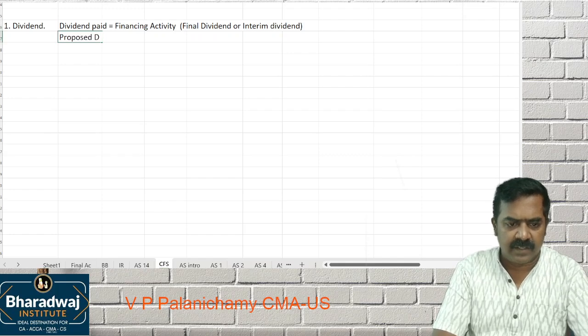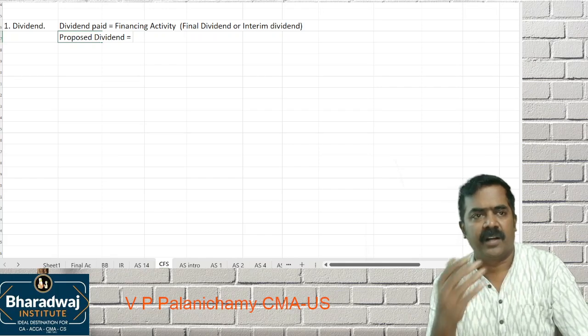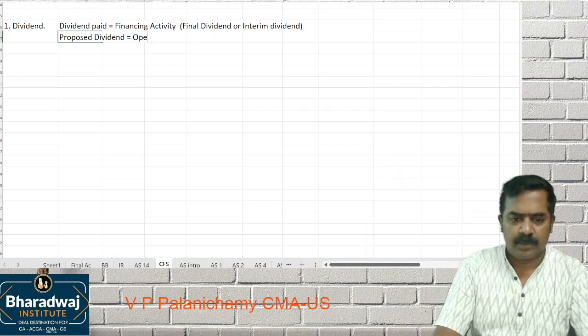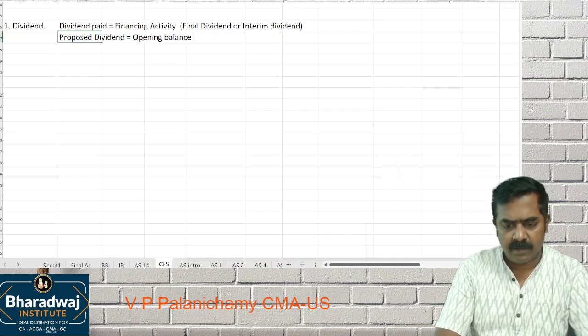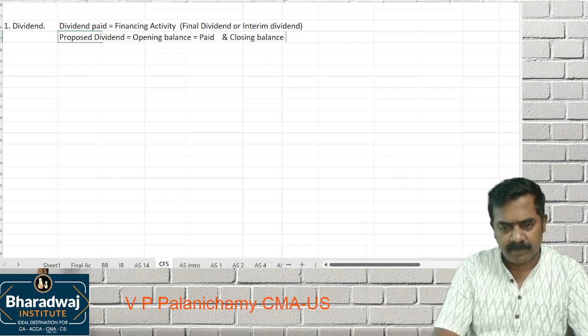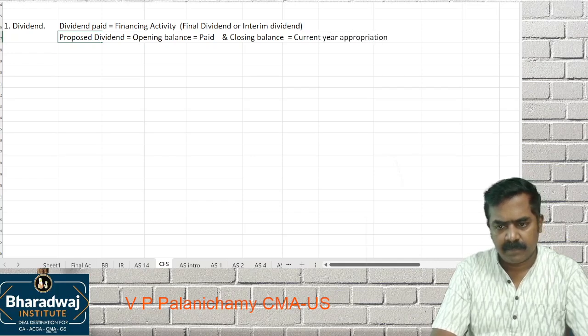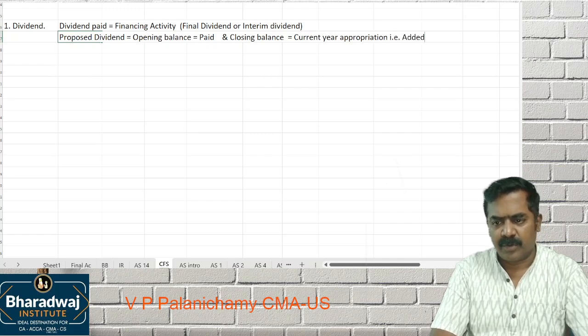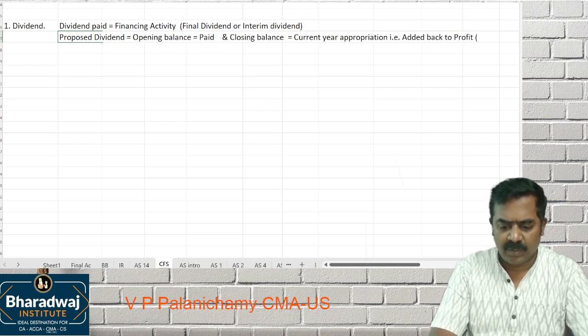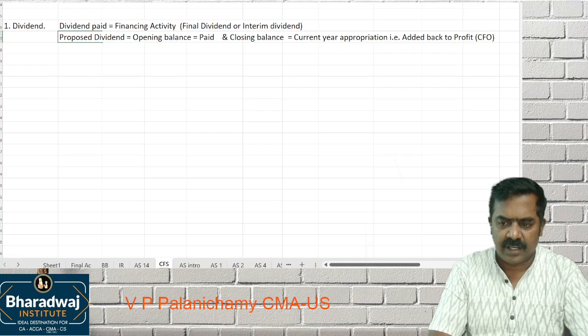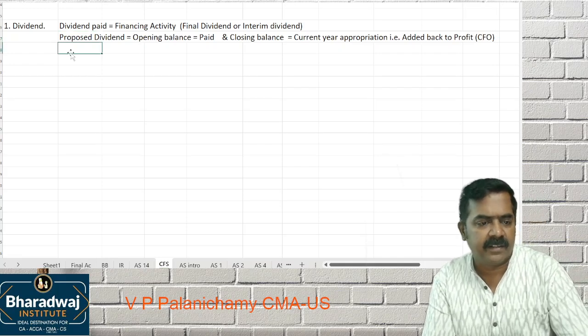What about proposed dividend? Normally, dividend is proposed, then you conduct AGM, next year you will pay the dividend. So opening balance will be taken as paid. And what about closing balance? It is taken as current year appropriation. That is added back to profit. Take it. While calculating cash from operation, it is added back to cash from operating activity.